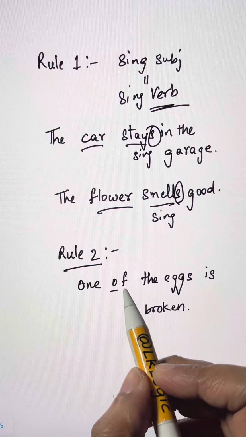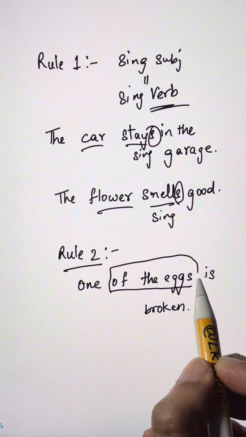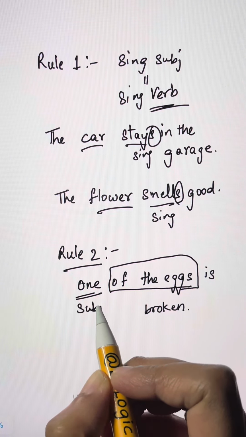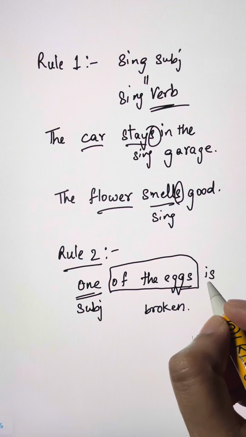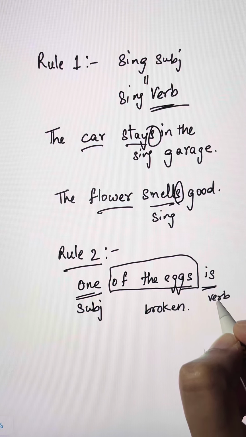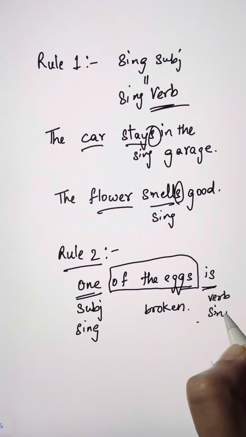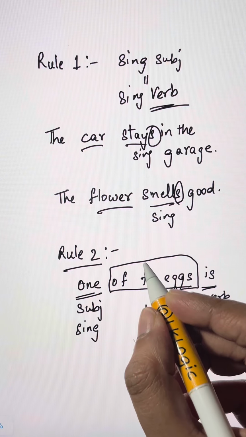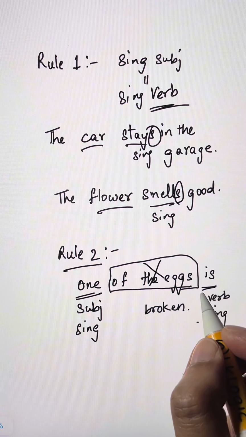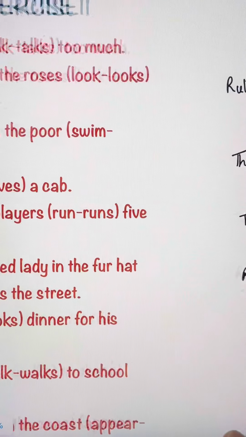Now here what's happening? You can see of the eggs is a prepositional phrase. This is the subject, and the verb is. This is the verb. Both are singular. The subject is singular and the verb is singular. So what you need to do is mentally omit the prepositional phrase to make the subject verb agreement easier to make. All right, so let's do the exercise here.